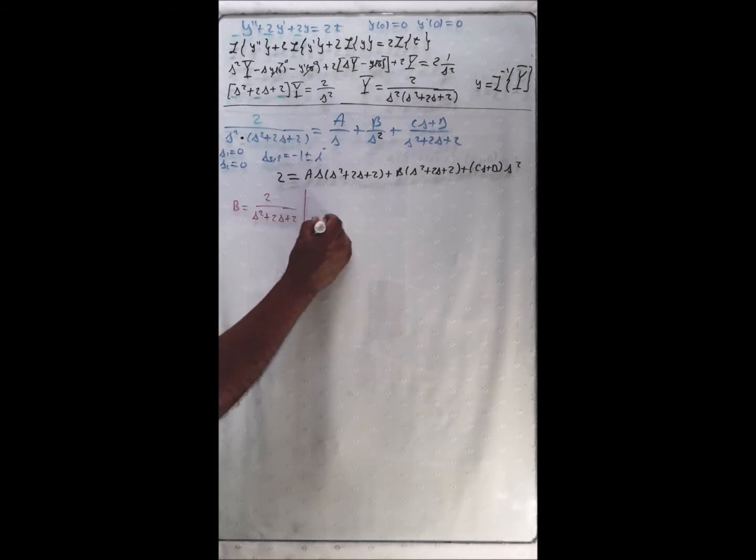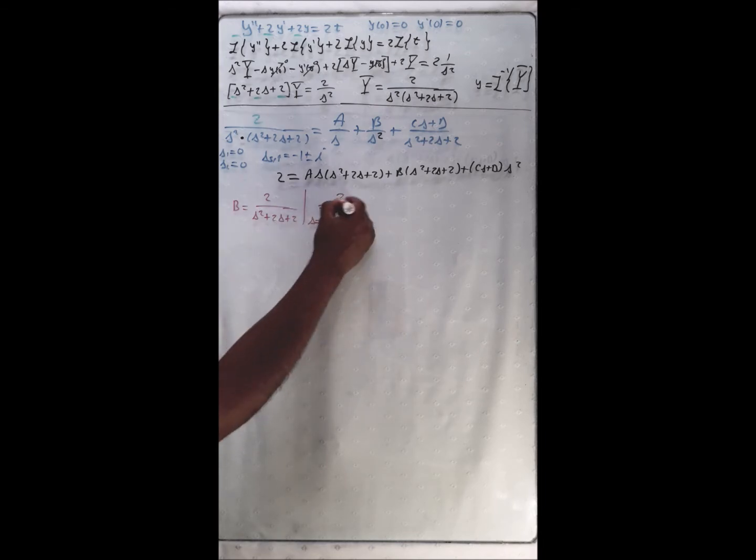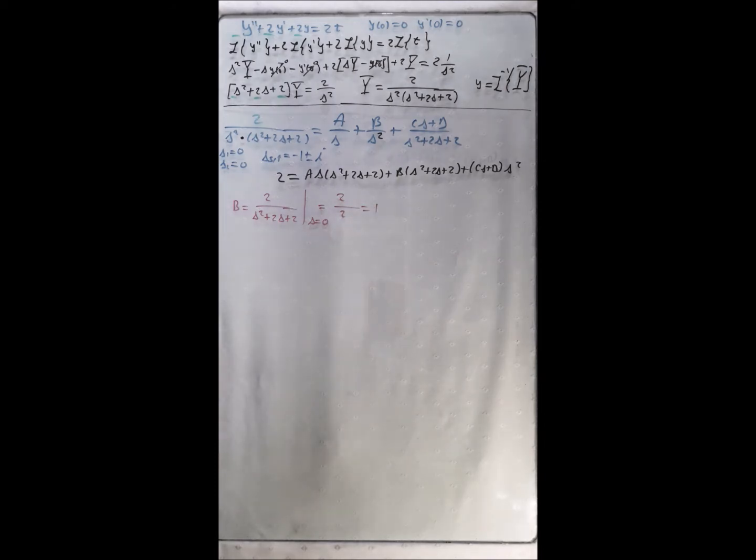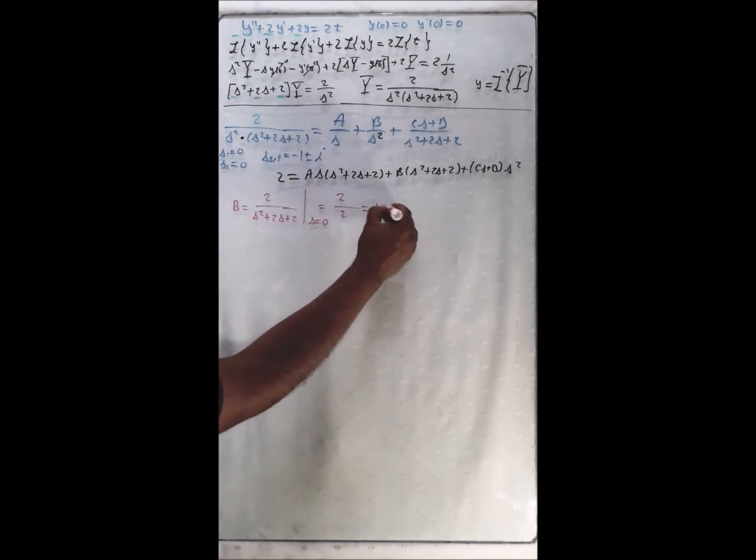Okay, now let's use the Heaviside method. Let's use first s equal to 0. But because it is a repeated root, the only number that you are going to be able to calculate is the value of B. Okay, so let's find it. So B is going to be equal to, for this, you consider this fraction, 2 over s squared plus 2s plus 2, and then evaluate at s equal to 0. So what is the value of B? 2 over 2 is just 1, because these are zeros. Okay, so we found the value of B.